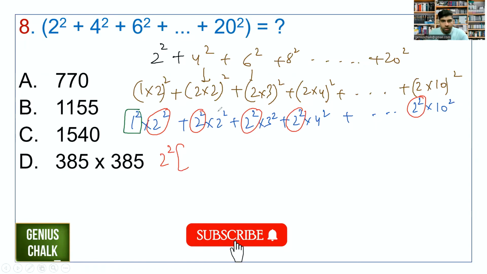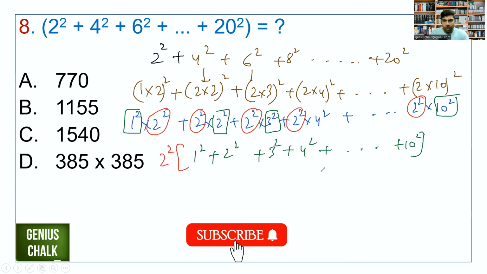1 square is left. 2 square is left. 3 square is left. So write 1 square plus 2 square plus 3 square plus 4 square. And what is left in the last? It is 10 square. So if you add directly manually, that is also fine, but we have done the formula. So what is 4 square? That is 2 square is 4.